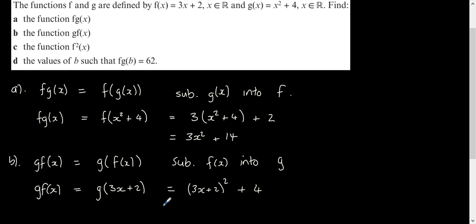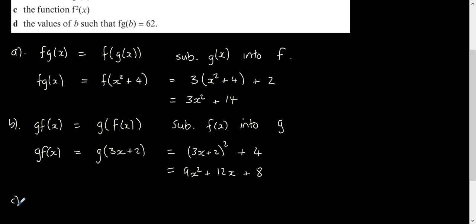That's where we are. And again, it's been fully simplified, but we can expand the bracket to get 9x squared plus 12x plus 4 plus 4, which is plus 8. Either one of those two is fine.